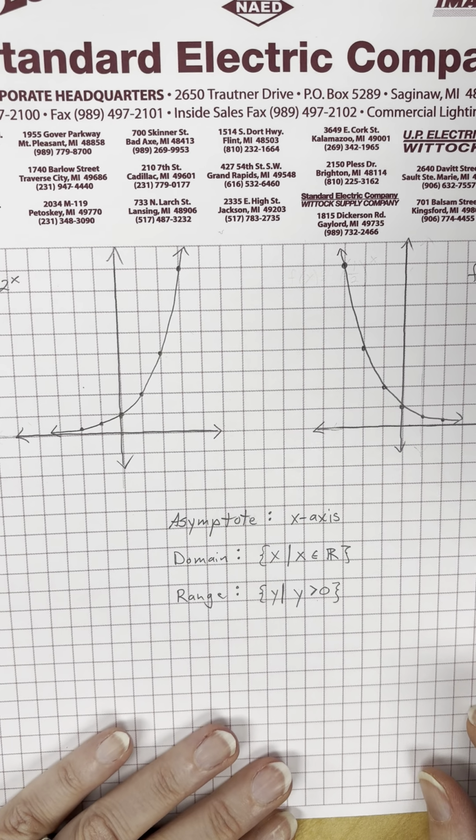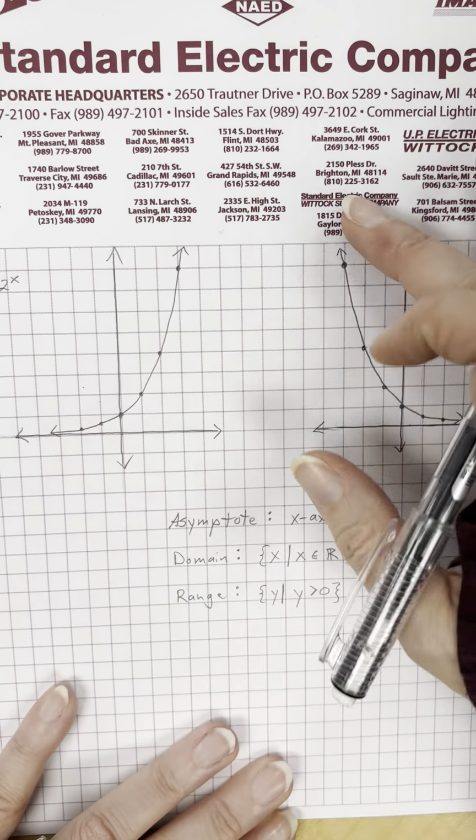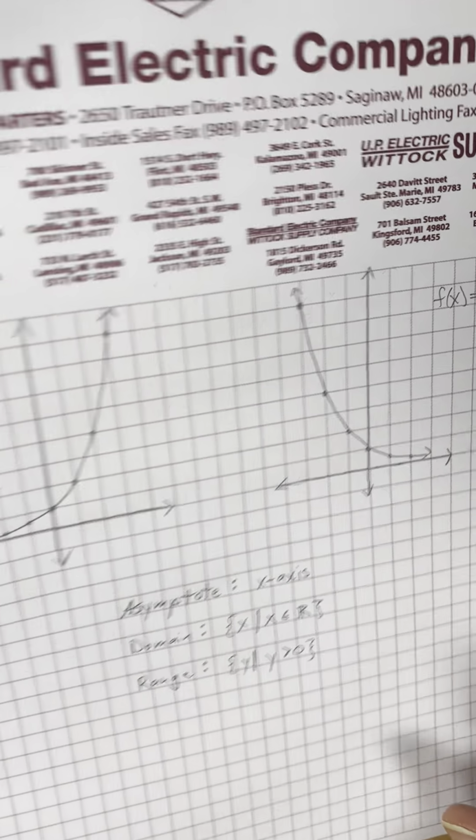All right, so that's what we expect to see for basic graphs there. So there's growth, there's decay. Let's go back to our other sheet, shall we?